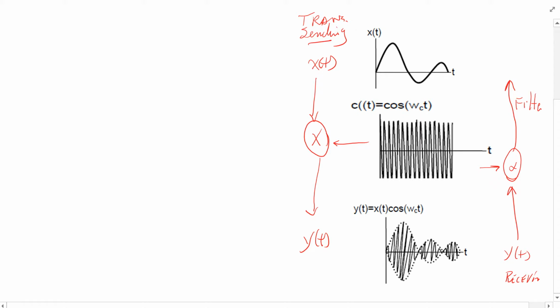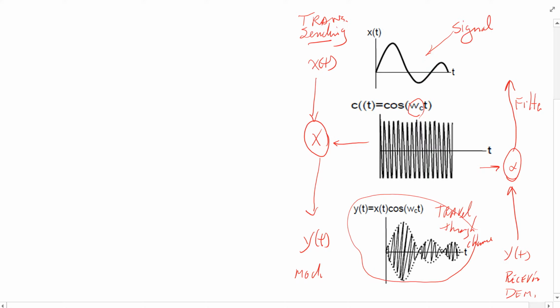So this side of the process is called modulation. This side is called demodulation, and this is what travels through the air, or through the channel, whatever your channel is. And here I use the air. And this omega c is called the carrier frequency, and this is your information bearing signal.